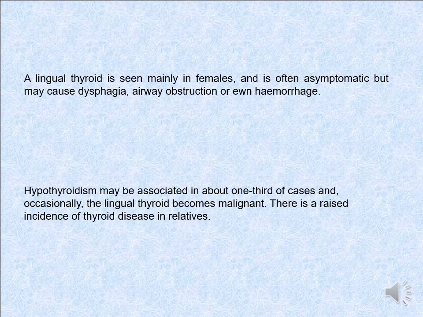The lingual thyroid is seen mainly in females and is often asymptomatic, but may cause dysphagia, airway obstruction, or even hemorrhage. In fact, it is only a swelling in the area of the tongue. It has no effect, but if the swelling grows and the lump becomes very large, it can lead to stopped breathing, airway obstruction, or difficulty swallowing, or there is irritation that leads to hemorrhage.